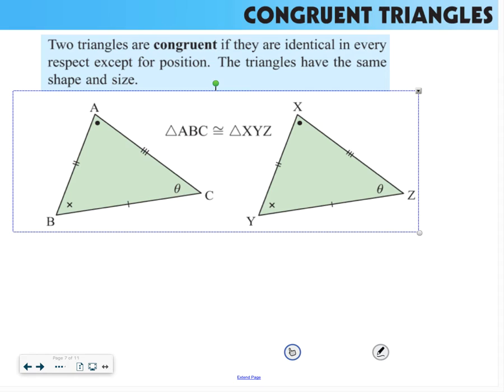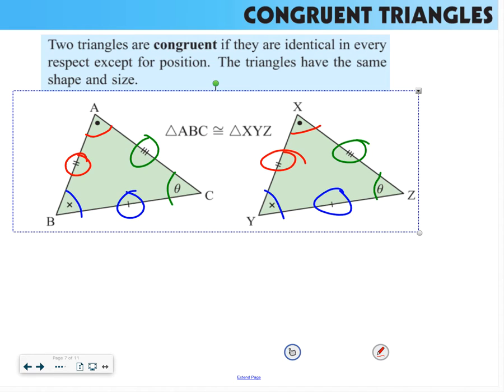make sure that they all have sides that are congruent. So notice all three sides are congruent and three angles are all congruent. So how do we say that?